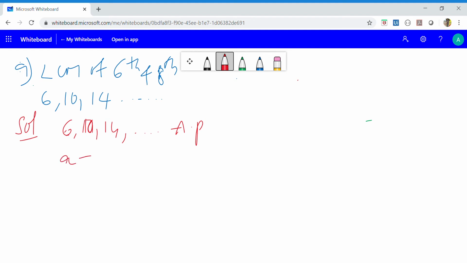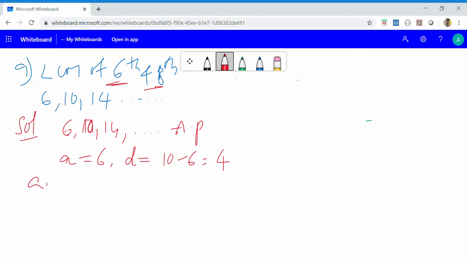So what is AP? Except the first term, the remaining terms are obtained by adding or subtracting a fixed number. That fixed number is called the common difference. So a is equal to 6 here. d is equal to a2 minus a1. So 10 minus 6 is nothing but 4, or 14 minus 10 is 4. So a and d values you got. You have to find out the 6th and 8th terms.